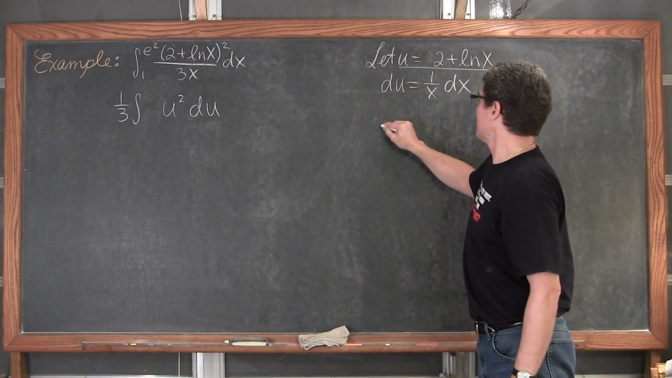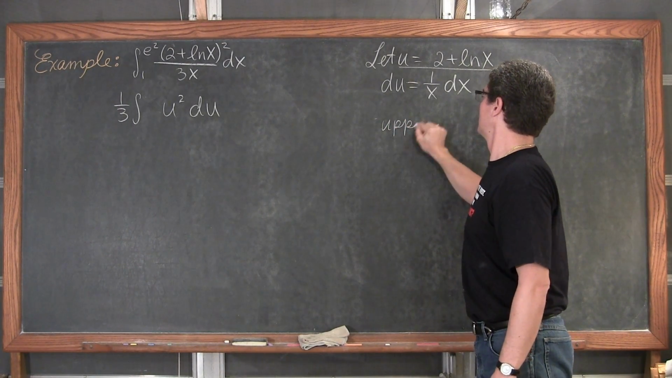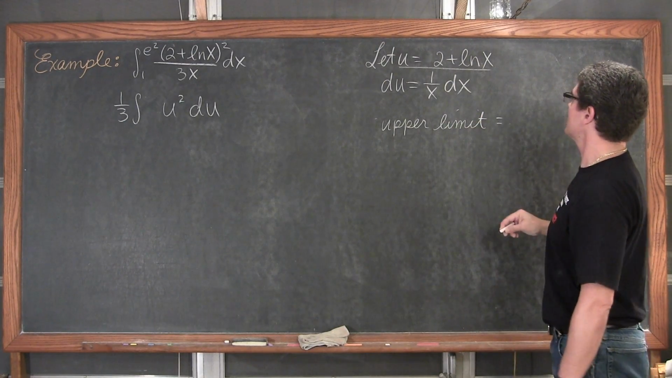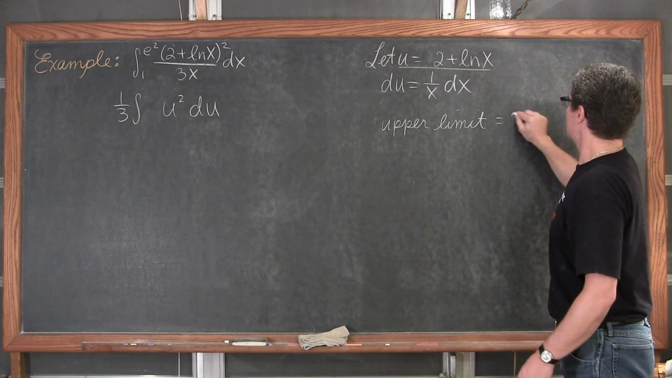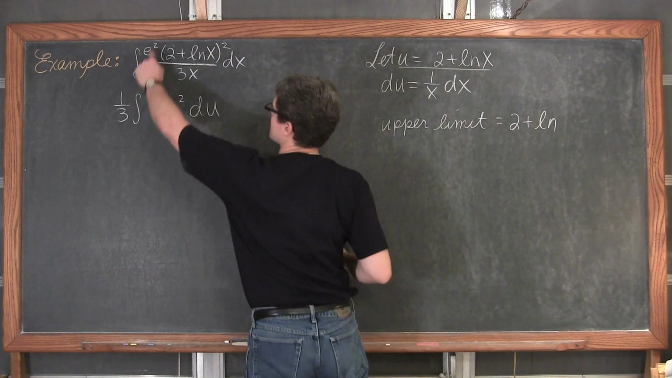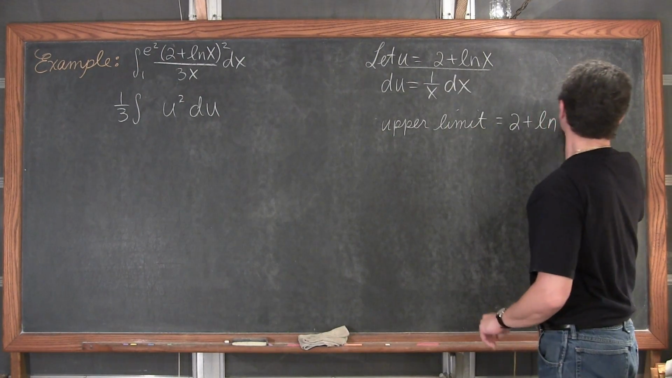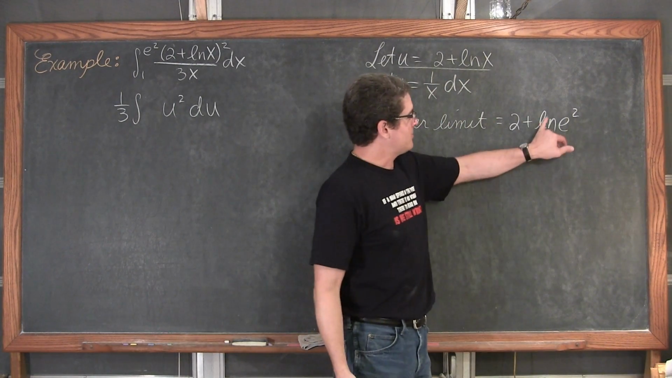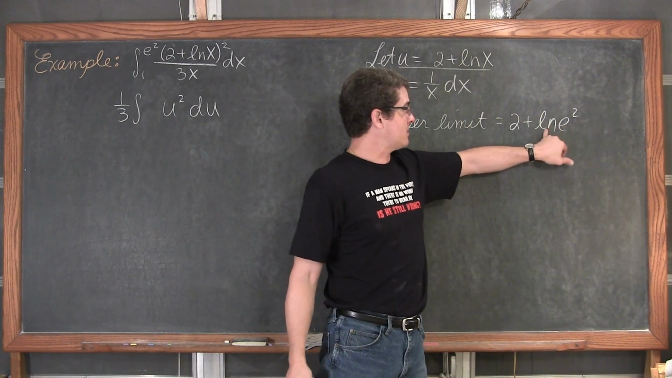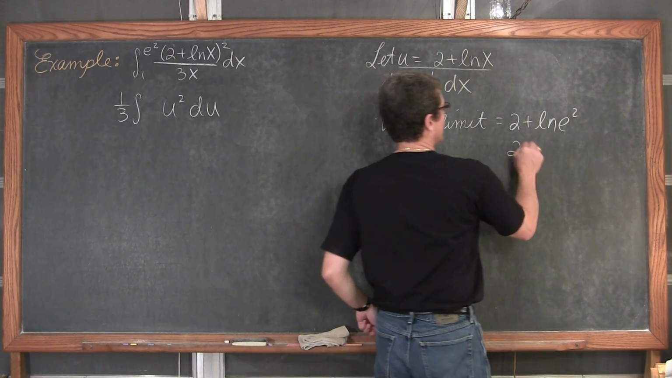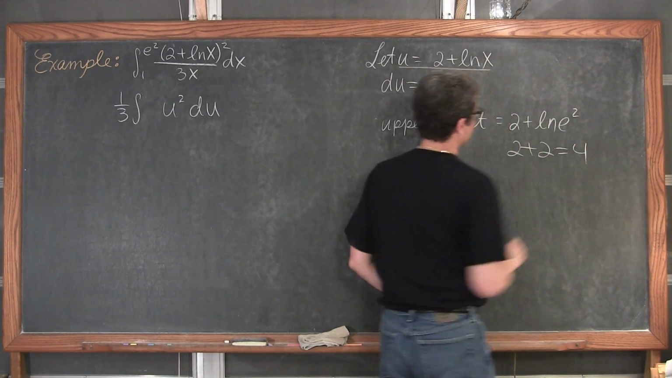So for our upper limit, well, that's going to be 2 plus the natural log, and that upper limit was e squared, so the natural log of e squared. Now, of course, natural log is log base e. I'm logging something with the same base, so that log base e and that base e are going to cancel out. So we just have 2 plus 2, which is equal to 4.